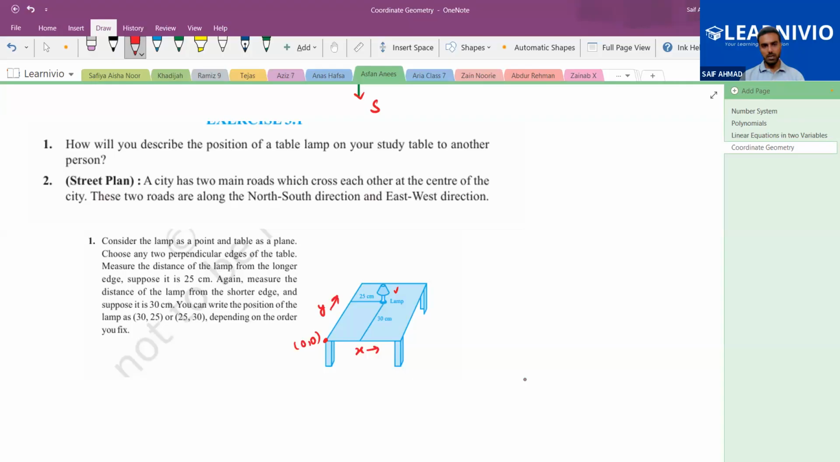Measure the distance of the lamp from the longer edge. So I'm measuring the length from the longer edge. Suppose it is 25 centimeter. Again, measure the distance of the lamp from the shorter edge and suppose it's 30 centimeter. You can write the position of the table lamp as 30, 25 or 25, 30. If I am taking this as the x-axis, it will be 25, 30. And if I'm taking this as the x-axis and this as the y-axis, the coordinates will change to 30, 25.